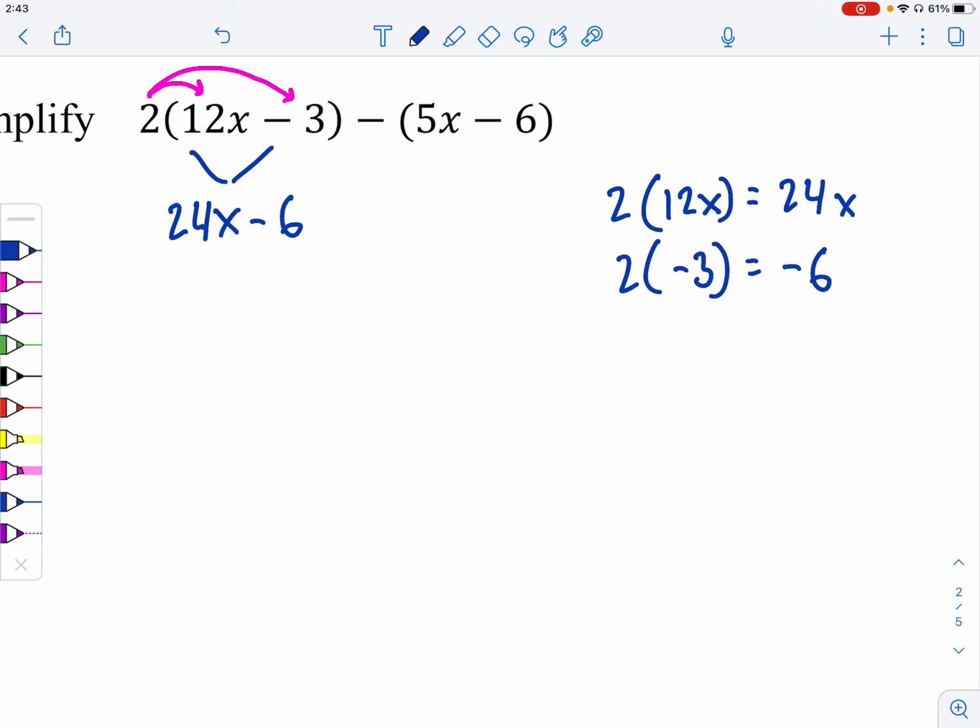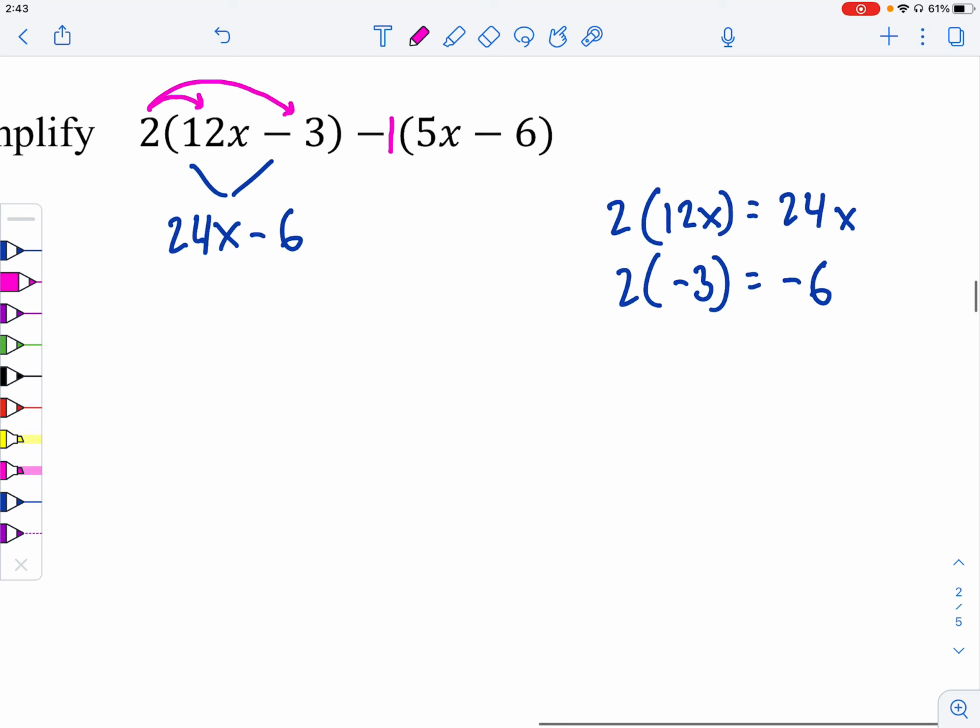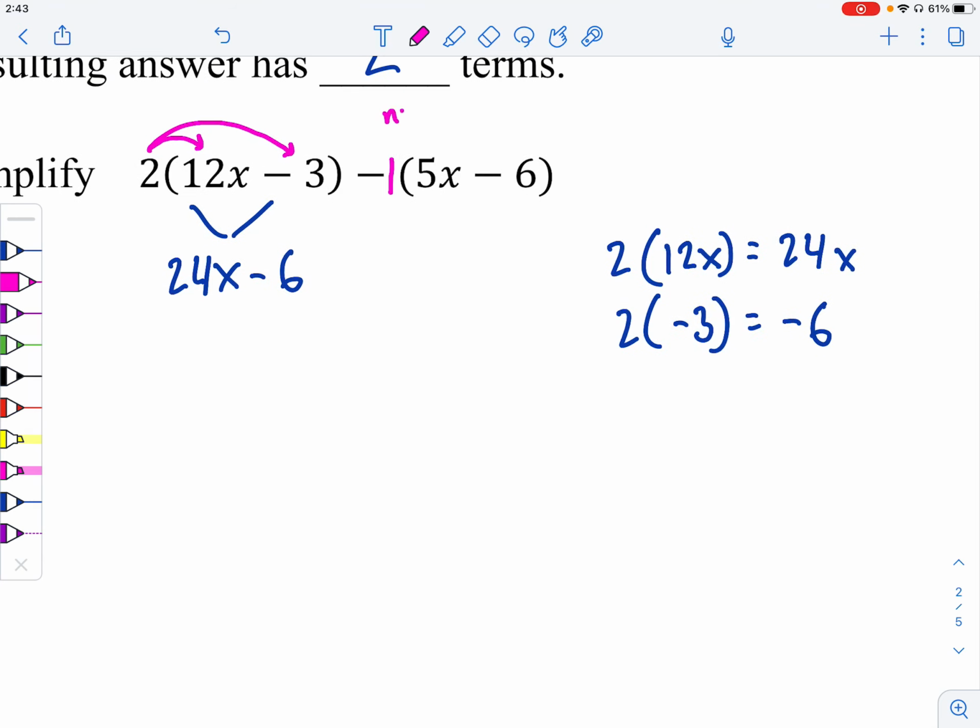Yeah, then the next one. So there's no number in here. There's no number in the front. So what is that number? It's a 1. It's a 1, right? So remember, this is negative 1. Remember the negative. Negative 1. So when we multiply it out, we get negative 1 times 5x and negative 1 times negative 6.